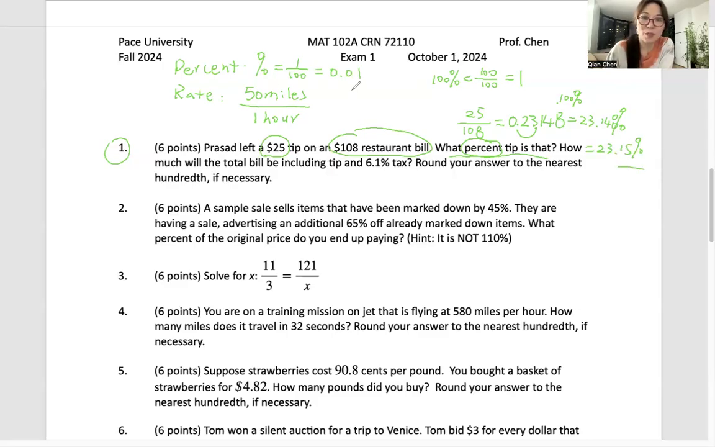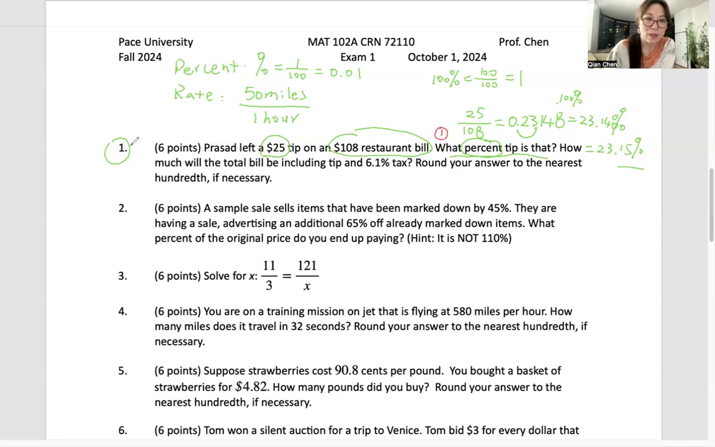And some people did it this way. Let me use a different color. In one video I showed this, but the question is asking what percent tip is the payment. The payment means 25 plus 108. So if the denominator is 108 plus 25, I would consider that right also. Now that's the first part.